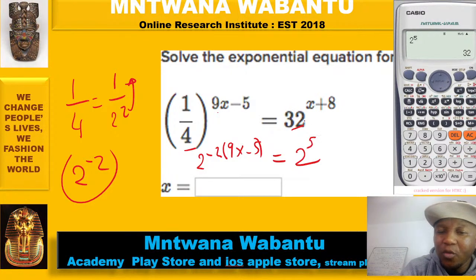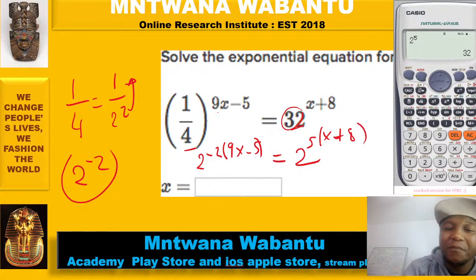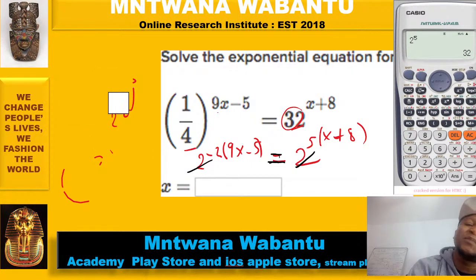So this is going to be 2 power 5 instead of that one, 2 power 5 in the right bracket, x plus 8. So the bases are the same. Since there's an equal sign, we cancel that and that one. But if there's a multiplication sign, it's a different ballgame. If it's a multiplication here, let me show you what you do when it's multiplication.